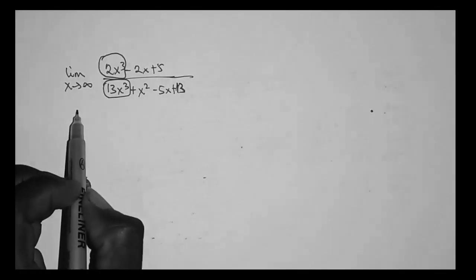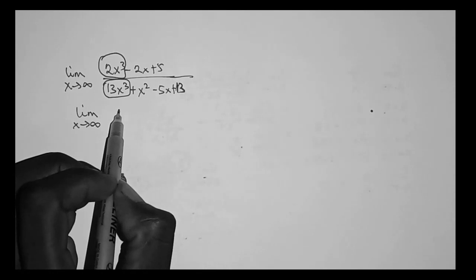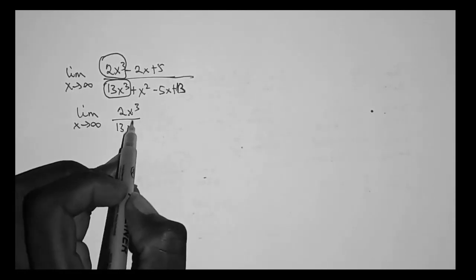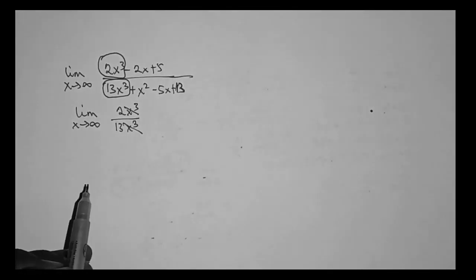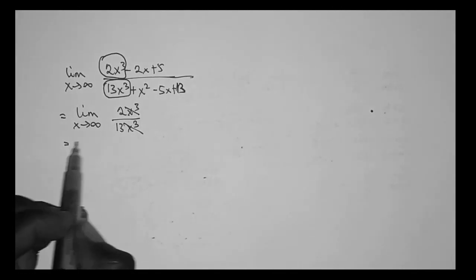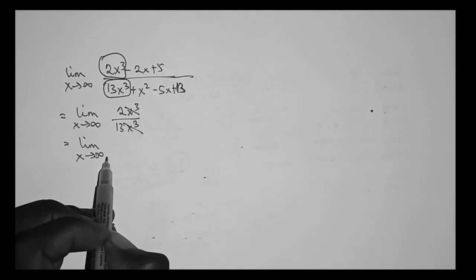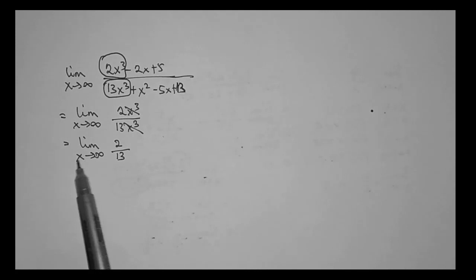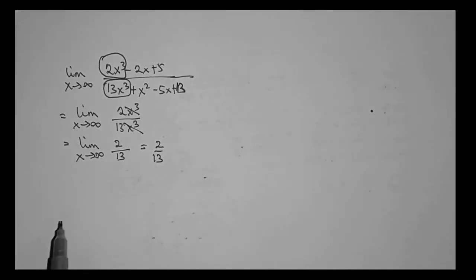And for that reason, this limit is limit as x approaches infinity of 2x cubed over 13x cubed. So this x cubed and x cubed can cancel. So it is equal to limit as x approaches infinity of 2 over 13. Remember that the limit as x approaches any value of a constant is equal to that constant. So this is 2 over 13.